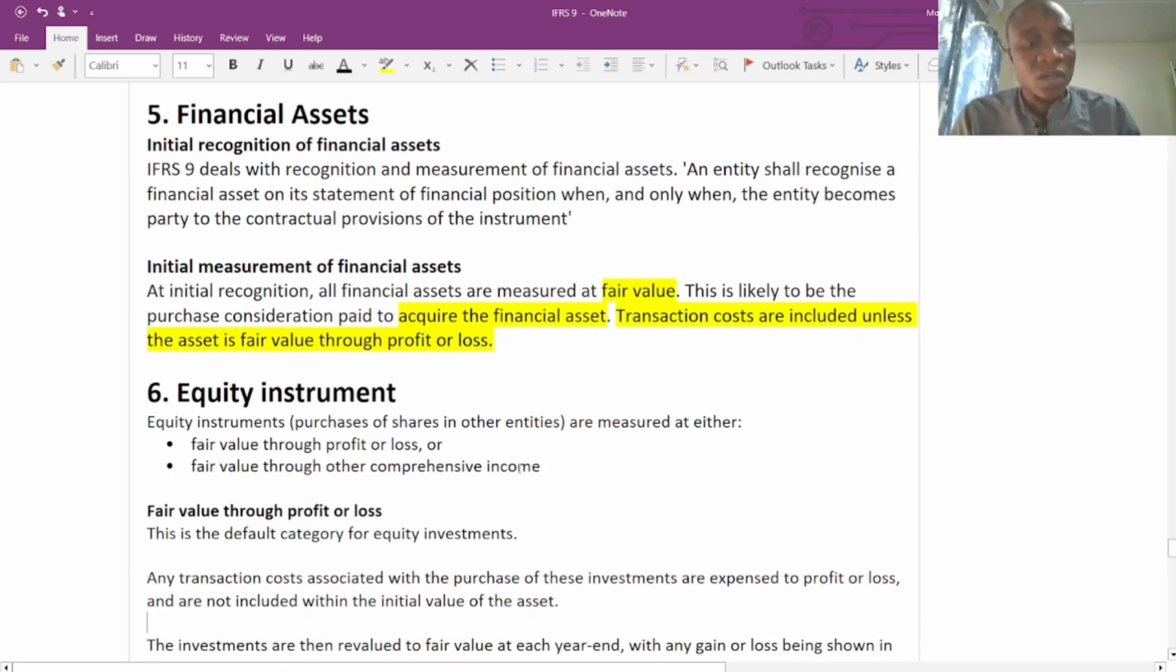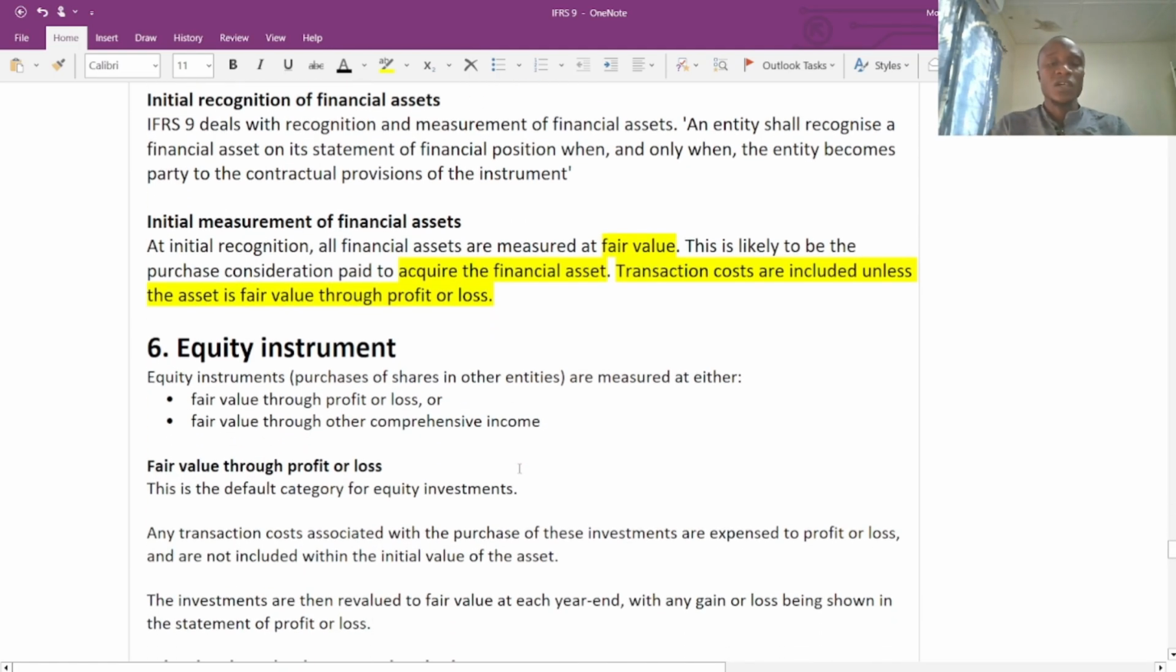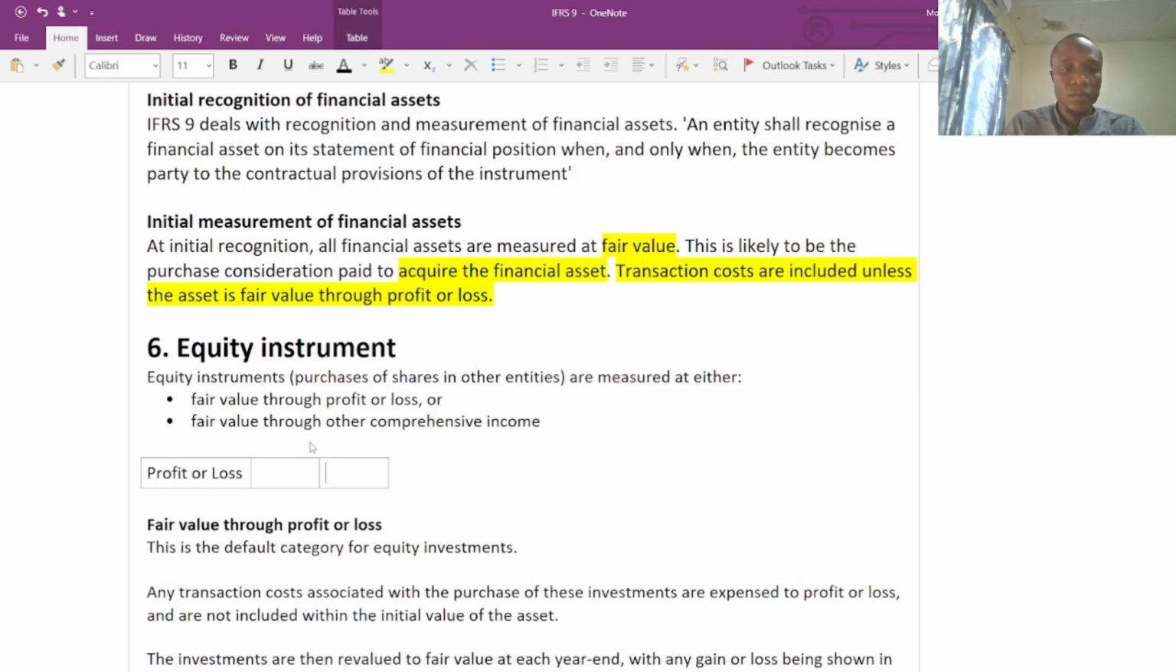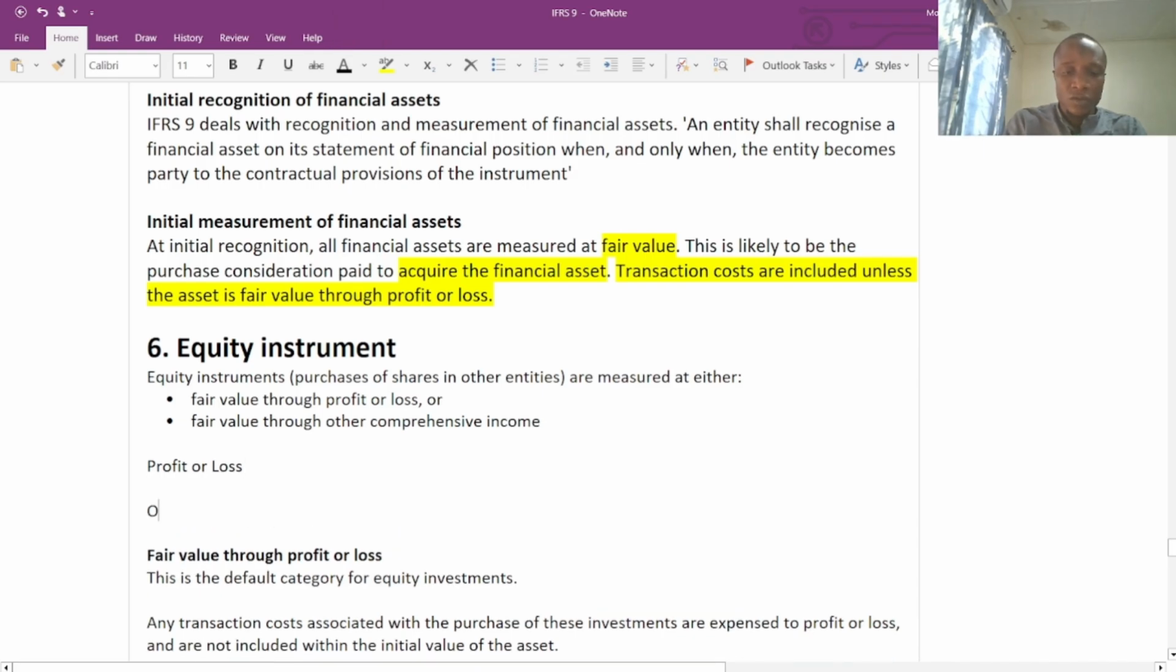But before going to the fair value through profit or loss and fair value through other comprehensive income, I want to give you a brief background and detailed understanding between profit and loss and other comprehensive income. So profit or loss, right? And you are talking about other comprehensive income.